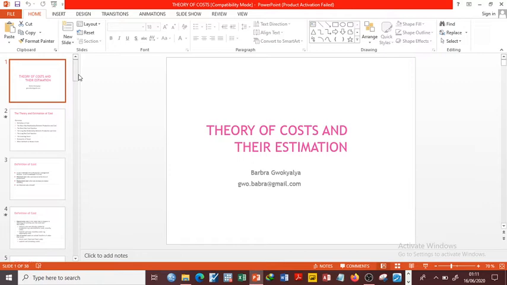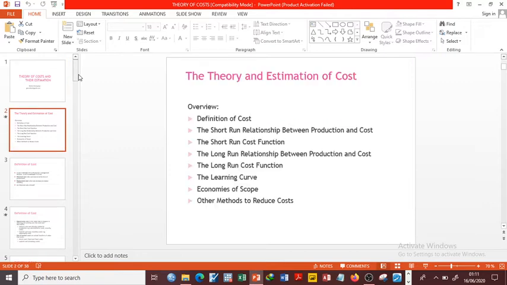Costs and their estimation. Let's look at the chapter overview. Basically, we're going to look at the definition of cost, the short-run relationship between production and cost, the short-run cost function, the long-run relationship between production and cost, the long-run cost function, the learning curve, economies of scope, and other methods to reduce costs.